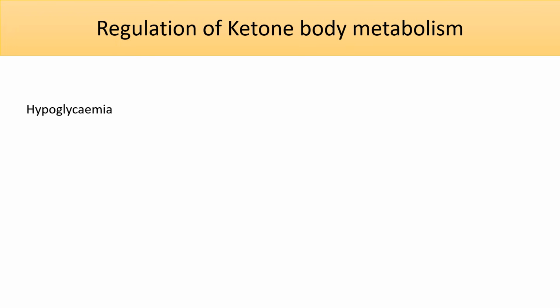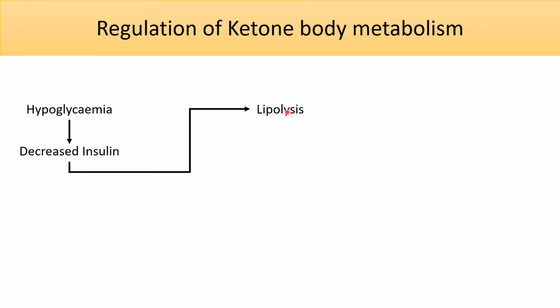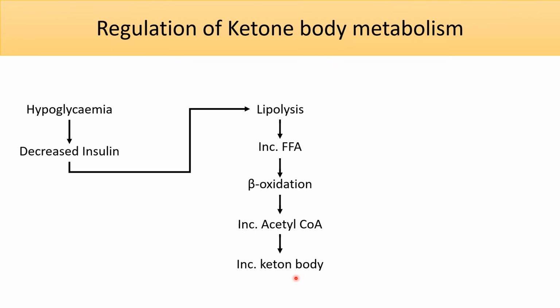Next, coming to the regulation of ketone body metabolism. I told you, during hypoglycemia, there will be reduced production of the hypoglycemic hormone, that is insulin, and increased production of the hyperglycemic hormone, that is glucagon. This too will result in increased lipolysis. When there is increased lipolysis, there will be increased release of free fatty acids, which will be taken to the liver. In the liver, they will undergo beta oxidation, resulting in formation of acetyl-CoA, which is the precursor for production of ketone bodies.